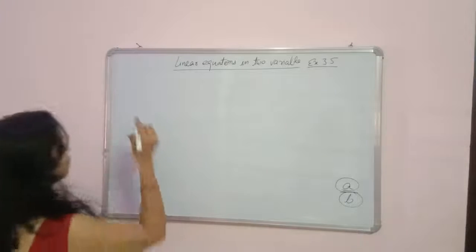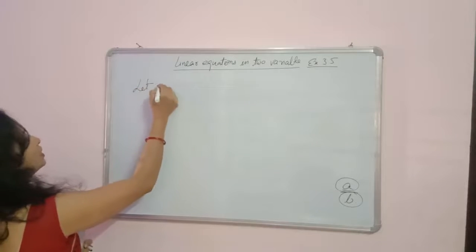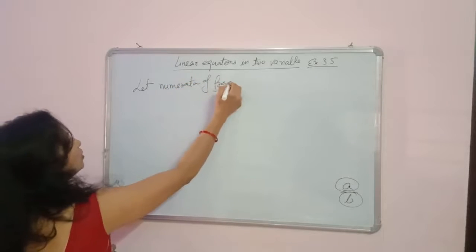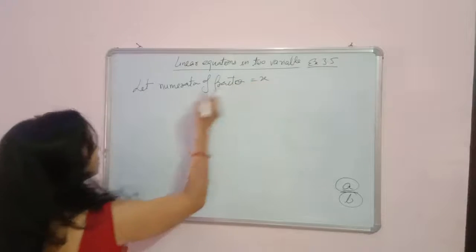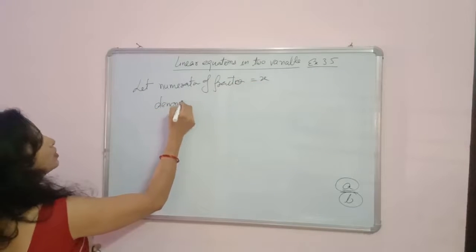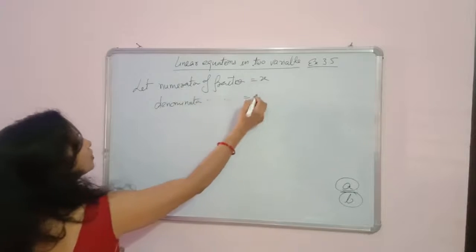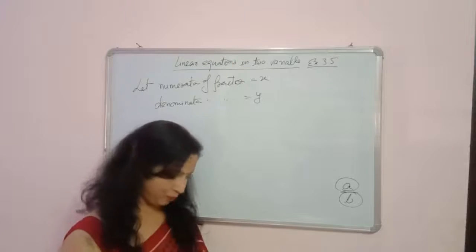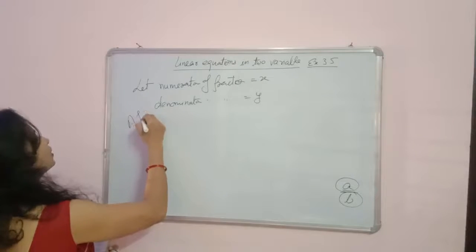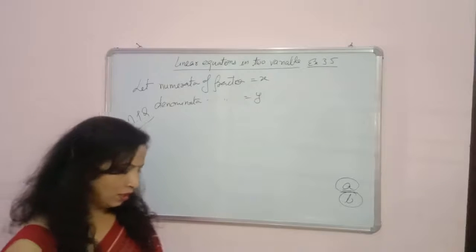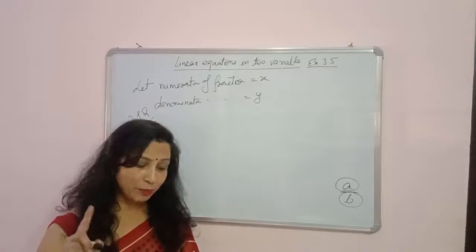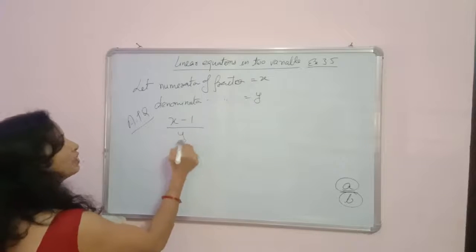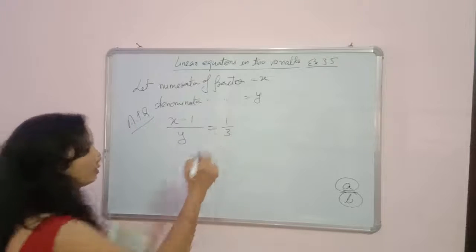Now according to the question, first of all we have to say let the numerator of the fraction be equal to x and the denominator of the fraction be equal to y. Okay, so the fraction is x upon y. Now we will write according to the question. The question is, the fraction becomes 1 upon 3 when 1 is subtracted from the numerator. We have to subtract 1 from the numerator and we don't do anything with the denominator. We get the fraction 1 upon 3.